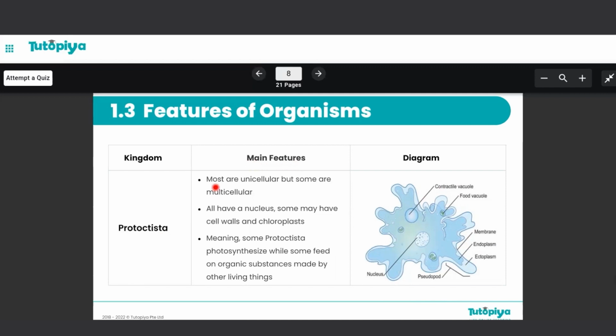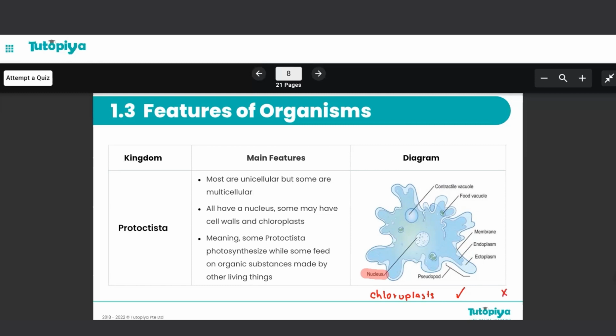They are mostly unicellular, but there are some that are multicellular. They all have a nucleus. Some may have cell walls and chloroplasts. So when we talk about protoctists, all of them definitely do have a nucleus. And with regard to chloroplasts, chloroplasts are present in some and absent in some.